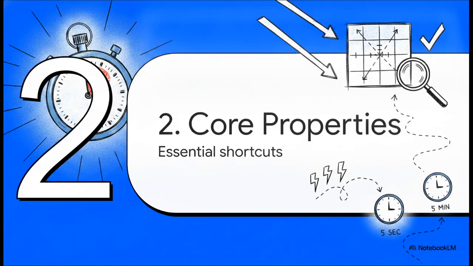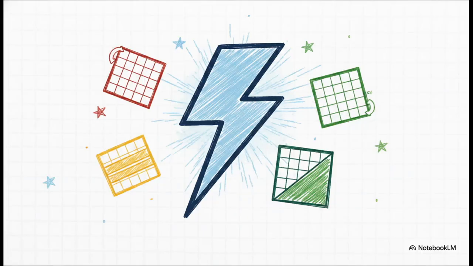Moving right along to section 2, core properties you must know. Picture this, you're sitting in the exam hall, the clock is ticking, and you're staring down this huge 3x3 grid of complex numbers. Calculating that determinant the long way is going to eat up so much of your precious time. Well, these properties, they are your cheat codes. They literally turn a 5-minute grind into a 5-second observation. Let's run through this rapid-fire checklist.